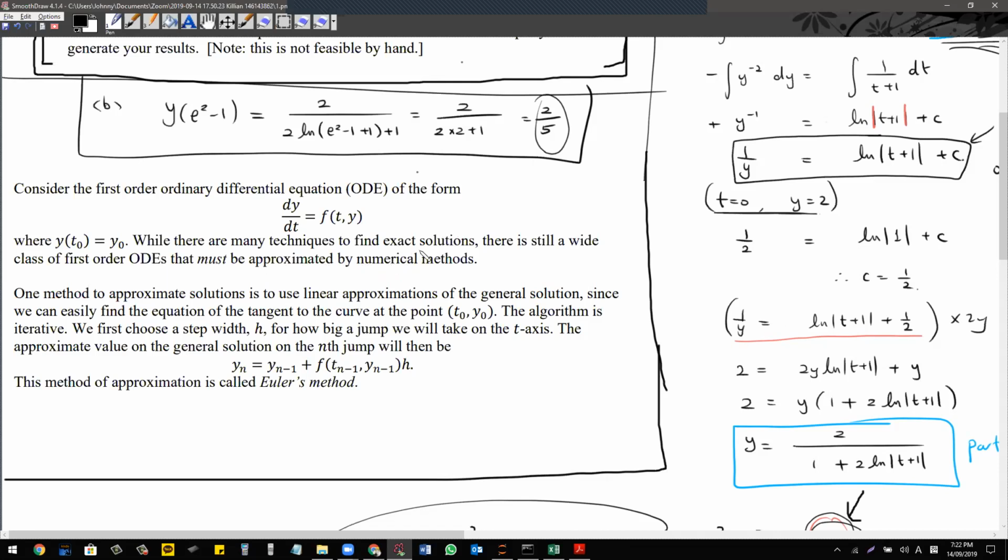So what it's saying is this: there are many techniques that can give you the exact solution, which means you can solve by hand. But there are a lot more that can only be solved by numerical methods, which means by computer, such as Excel or Python, whatever. So we're going to use Excel today, because you guys all have Excel.